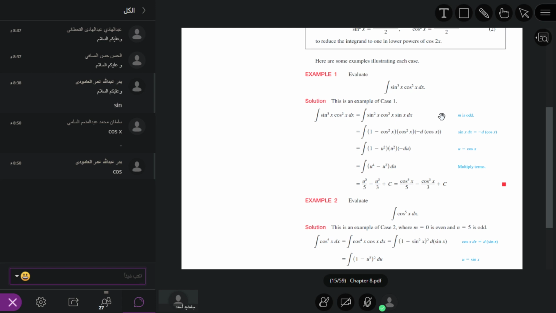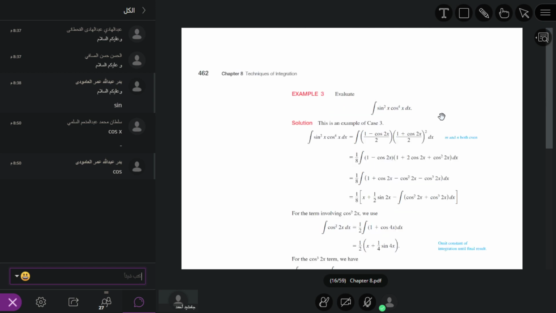So here if you see example 3, we have sine square x cosine power 4 x. So we use in the place of sine square x, 1 minus cosine 2x divided by 2. If we have cosine square x, we use 1 plus cosine 2x divided by 2, whole square.